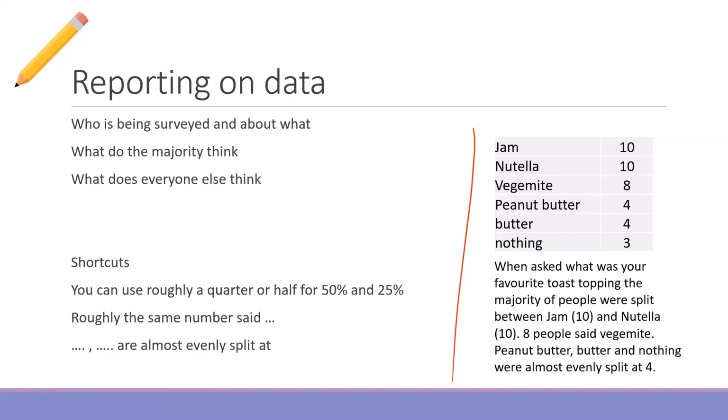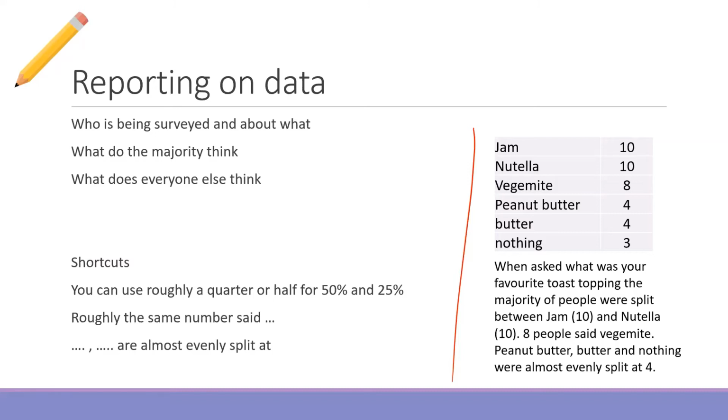Okay. So let me look at this little example that I did on the right. I just whacked this together last night, so it's not super pretty, but let's look at how these type. I thought to myself, it's a bit silly to have this slide and not actually talk about what the heck it means. So I thought I'd better put a little bit on the right. So it says here we've got jam 10, Nutella 10, Vegemite 8, peanut butter 4, butter 4, nothing 3.